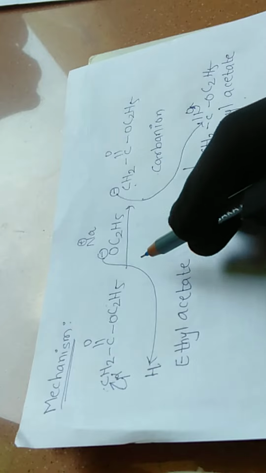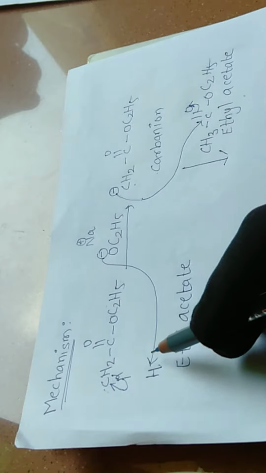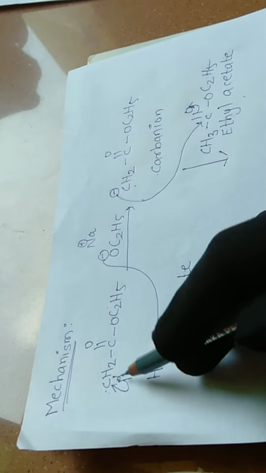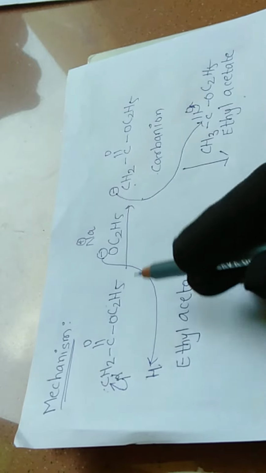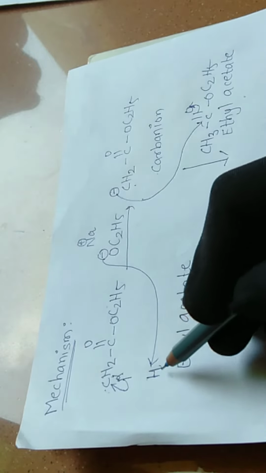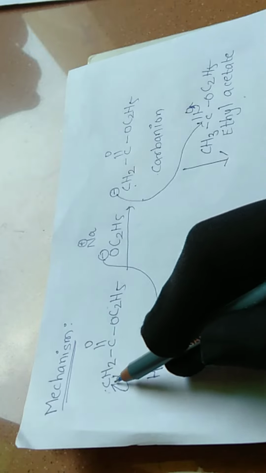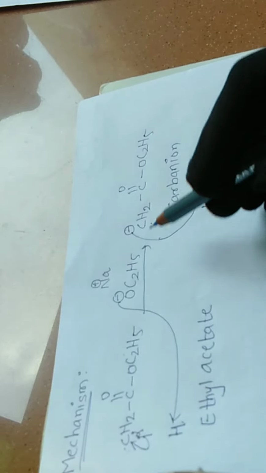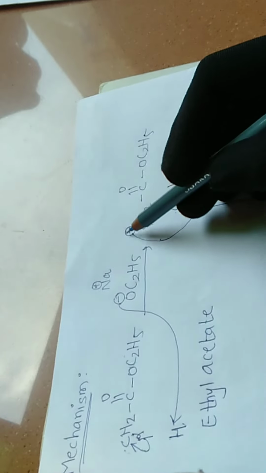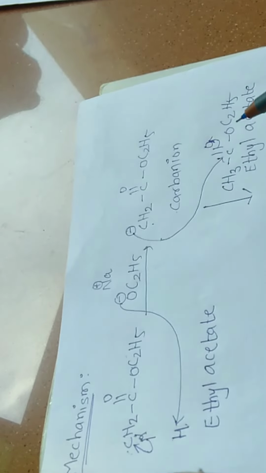The base will abstract a proton from the alpha carbon. So this is our alpha carbon, and this proton will get abstracted by the strong base. This proton is an alpha hydrogen. Why? Because it is directly attached to this alpha carbon. What we will get is a carbanion. Why? Because the bond shifts towards carbon, and carbon will carry a negative charge. Carbon carrying a negative charge is called a carbanion.